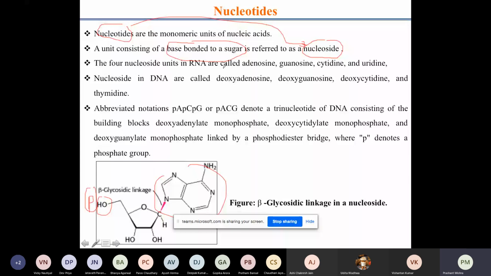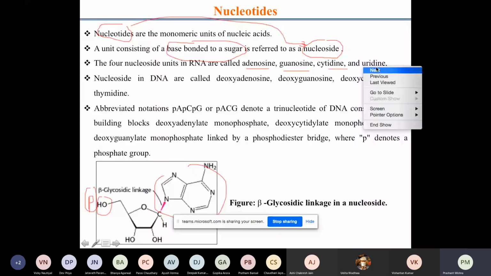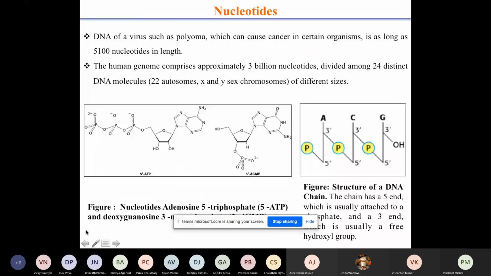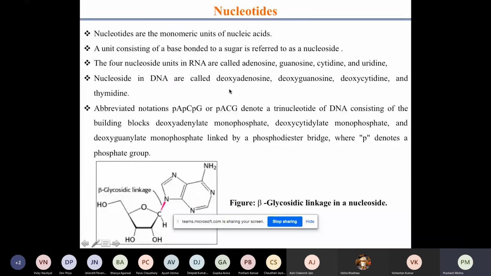The four nucleoside units of RNA are called, just for nomenclature and your understanding, adenosine, guanosine, cytidine, and uridine. In DNA, what should we call them? Just put deoxy in front. So adenosine becomes deoxyadenosine. In the same way, guanosine becomes deoxyguanosine, and cytidine becomes deoxycytidine. So there is a difference of putting D. And in place of uridine, it will become thymidine because it is methylated in case of DNA. So uridine and thymidine is the difference. All others differ just in terms of the deoxy or oxy group.